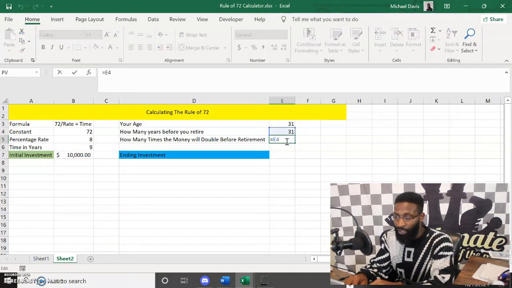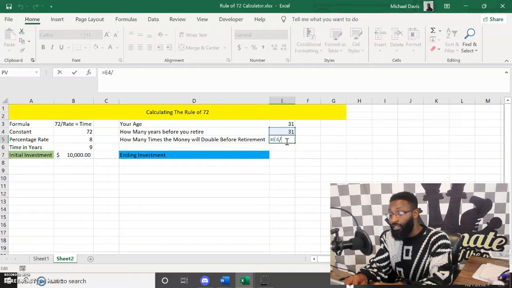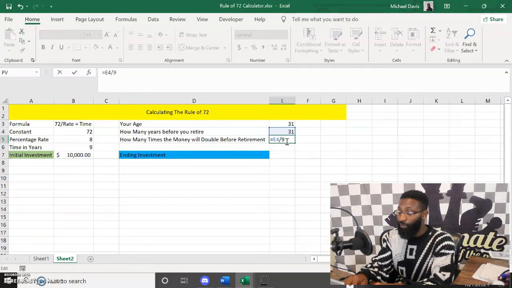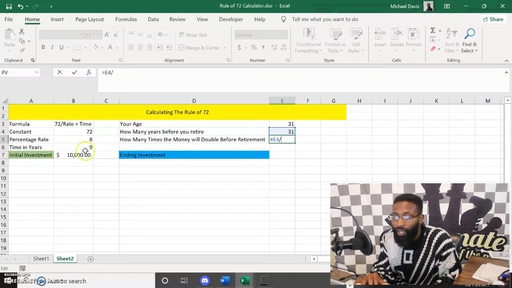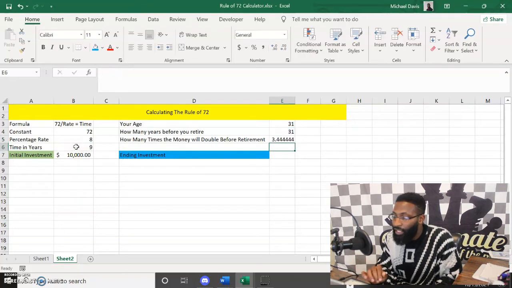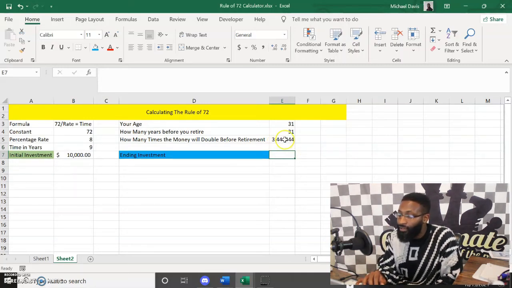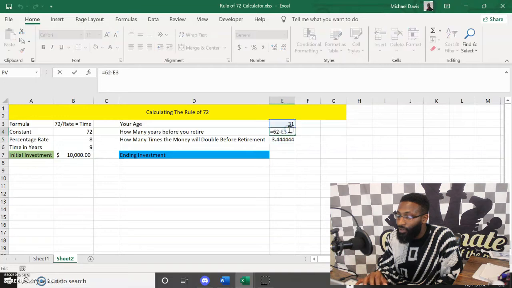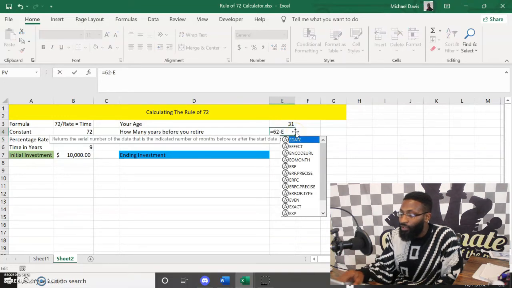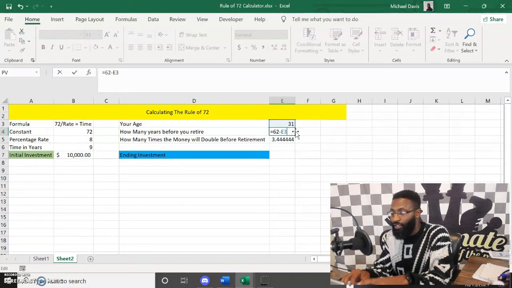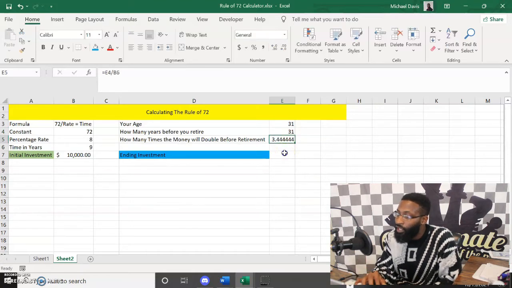We're going to need how many years before you retire, and we're going to have to take the time in years, because we're dealing with years. So we're going to divide that, take the time in years, and we're going to get that, okay? Say 3.44 times before I got to retire. Oh no, that was right. What am I changing stuff for?